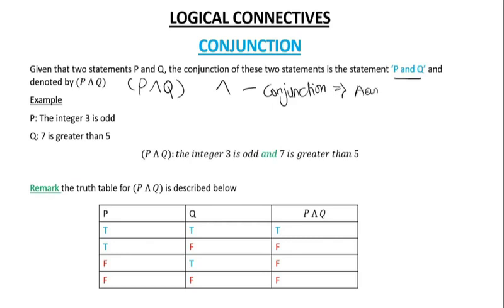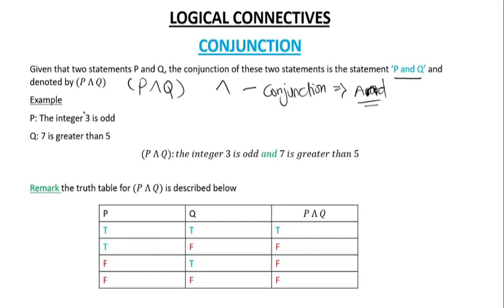And it means what? And. So it means either A and B or B and C. So it is connecting two variables or statements together. So it means and. Let's have a look at an example.